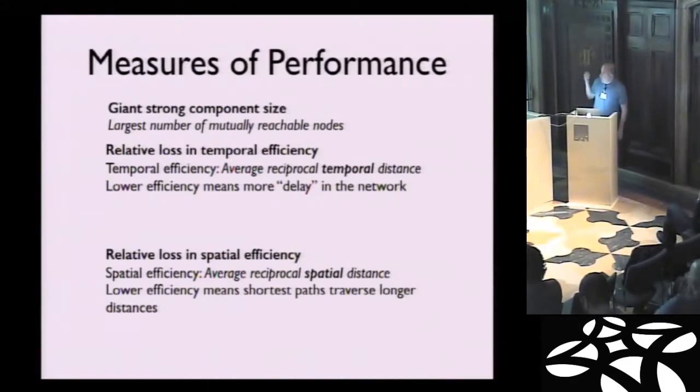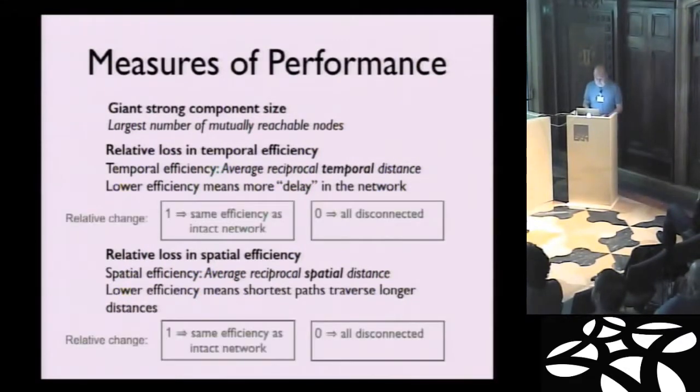Lower efficiency means that shortest paths traverse longer distances. This is the most important bit that we have to remember here. If you have 1, you have the same efficiency as in intact networks. If you have 0, all the nodes are disconnected. So this is the interesting thing that we want to see in the networks that we are going to study.